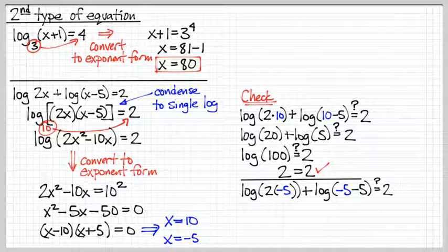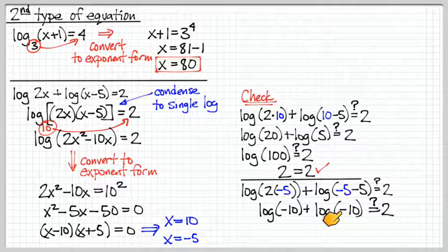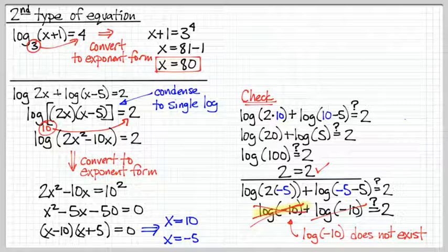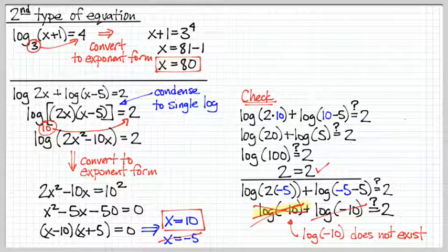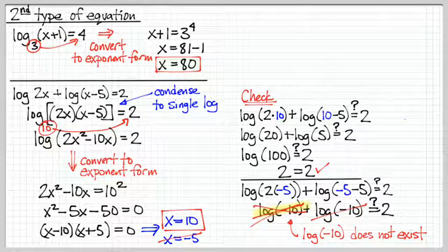Let's try out negative 5. So we plug negative 5 into the original equation, and then we get log of negative 10 plus log of negative 10, is that equal to 2? But there is no log of negative 10. That's an illegal value. So log of negative 10 does not exist, so negative 5 is not a solution. Our only solution in this case is x is equal to 10.